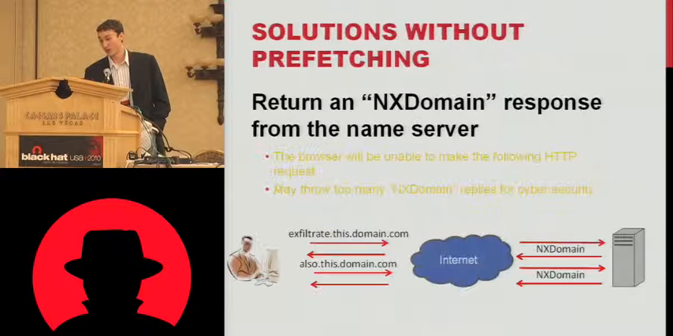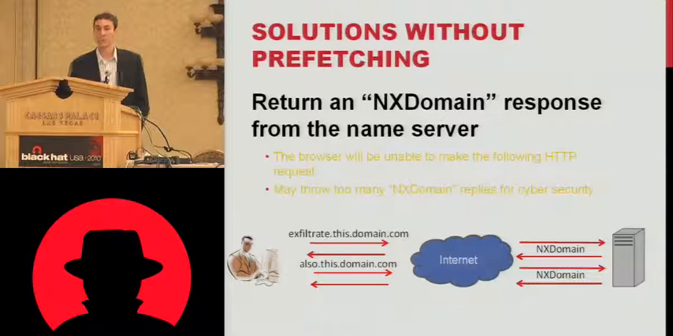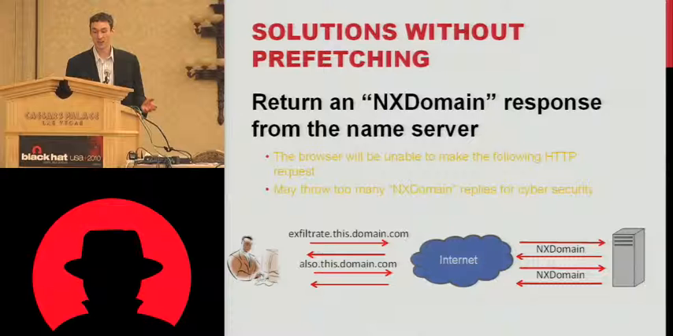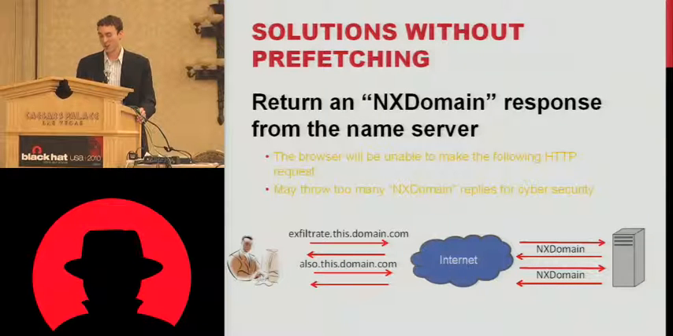Well, the first thing you can do is just return NX domain from the name server, or from the domain server. And when you do that, it doesn't have an IP address to send the request to, so it just can't do it. An NX domain reply basically means that domain doesn't exist. We have no idea. So the browser will be unable to make the HTTP request. One problem is that a lot of people, once again, going into the behavioral analysis, may detect that there's hundreds of NX domain replies going through the system, and that may throw some flags.